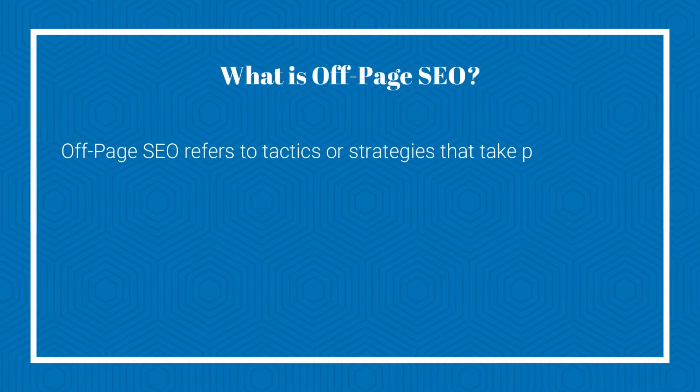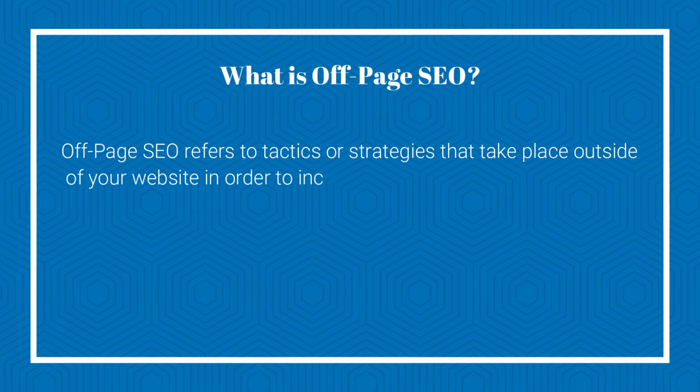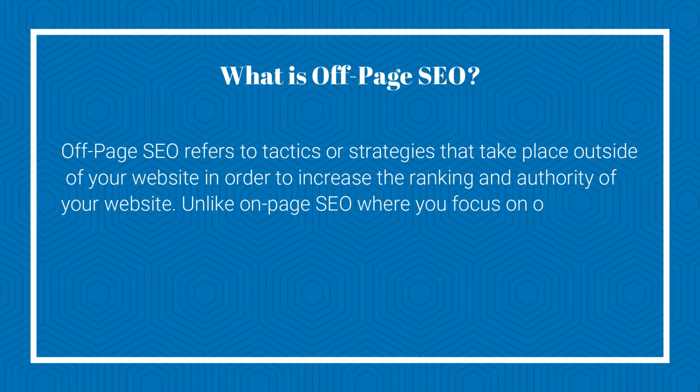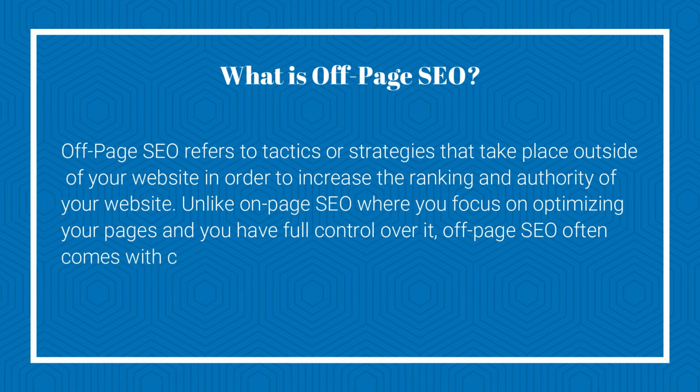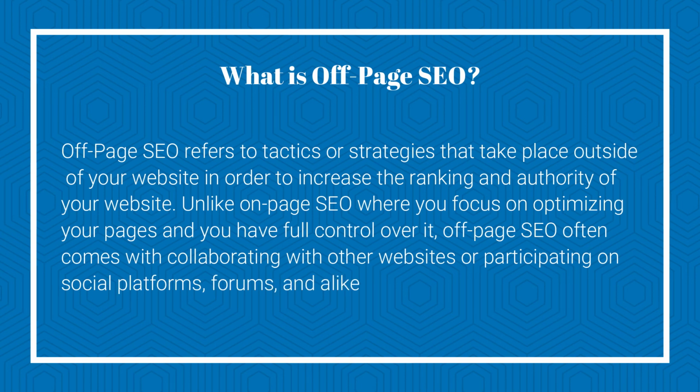The next and last, very important and often skipped type of SEO strategy to rank in top positions in Google is off-page SEO. Off-page SEO refers to tactics or strategies that take place outside of your website in order to increase your ranking and authority of your website. Unlike on-page SEO, where you focus on optimizing your pages and you have full control over it, off-page SEO often comes with collaboration with other websites or participating on social platforms, forums, and alike websites.